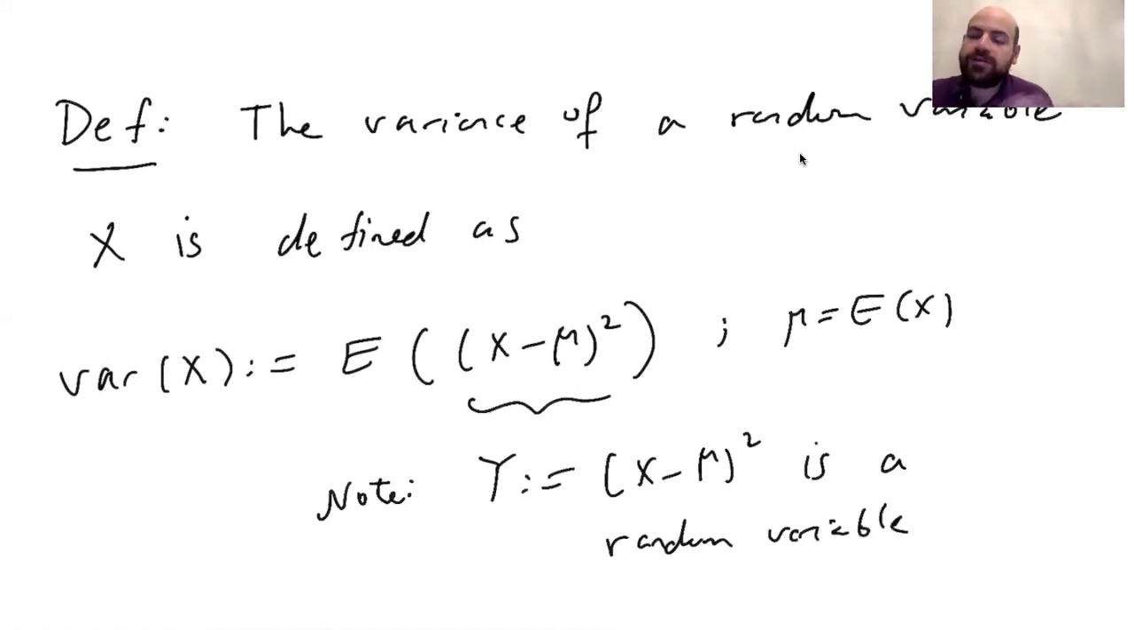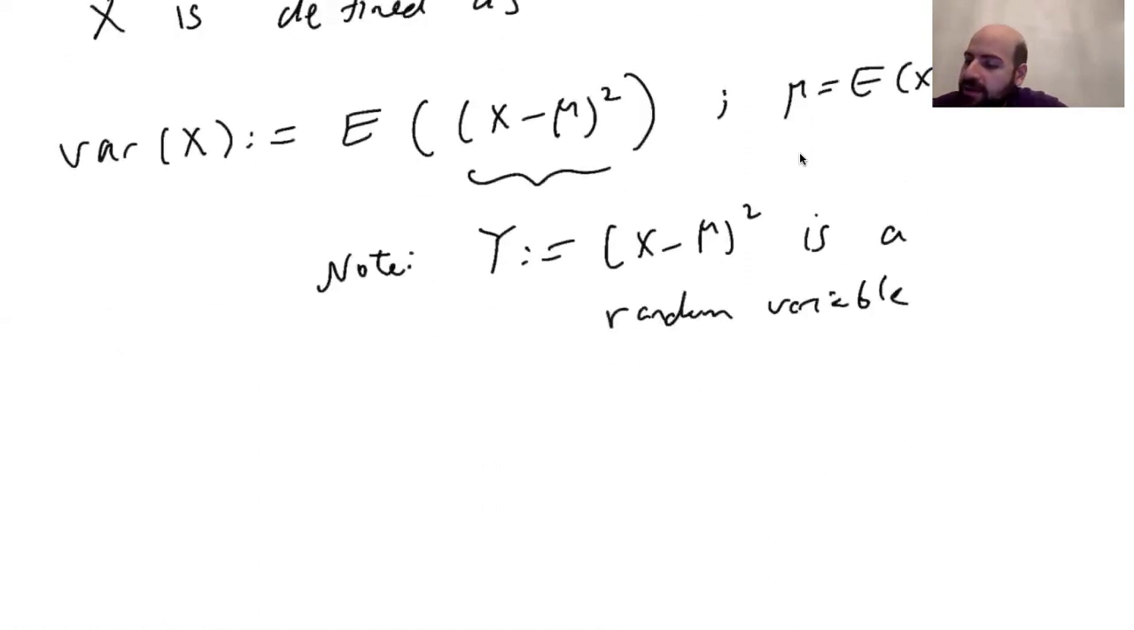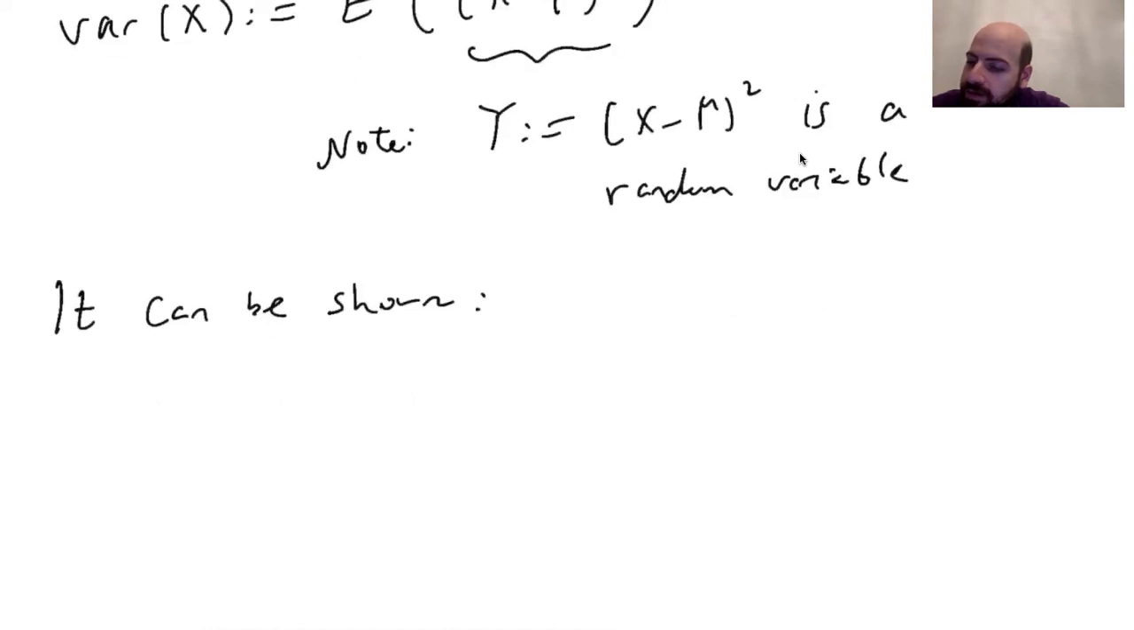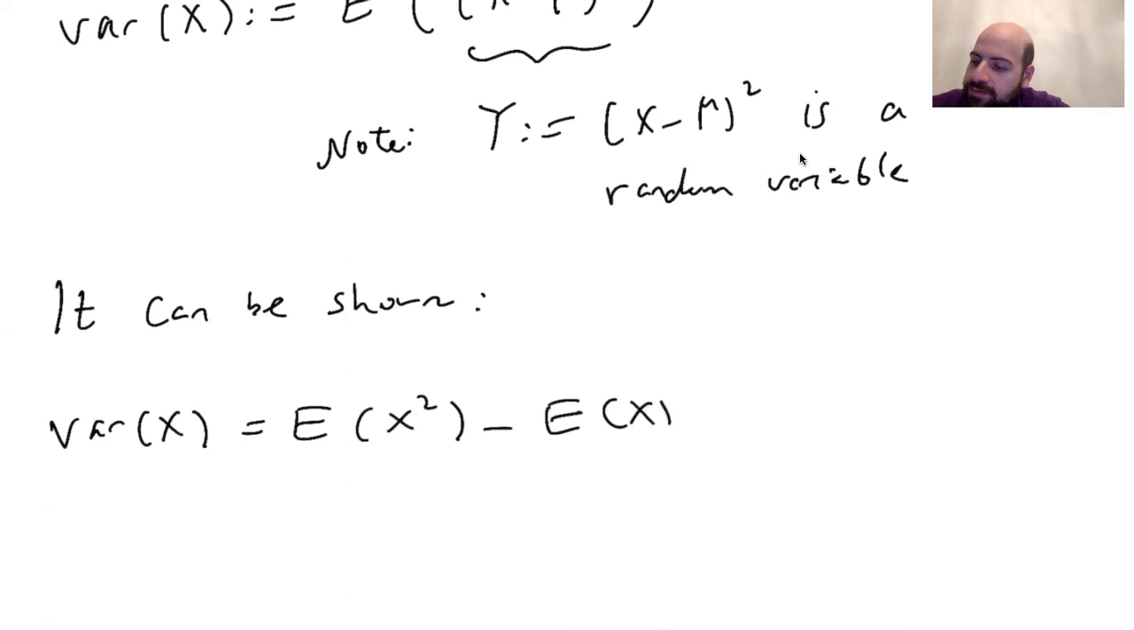So we can find, let's say capital X is given, we find mu, the expected value of X. Capital X minus mu is a random variable. Capital X minus mu, the whole squared, is also a random variable. We have a new random variable. Let's call it capital Y. The expected value of that random variable is called the variance of X. And it can be shown that the variance of X is the expected value of X squared minus the expected value of X, squared.